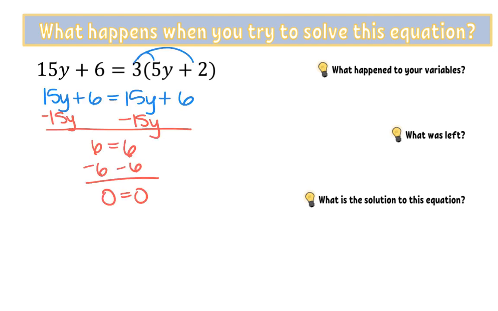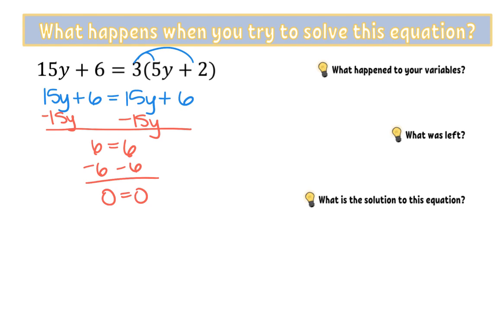So there were so many points during this that you may have run into something kooky. To start with, from the very beginning, when we distributed our 3 into the parentheses, we ended up with the exact same expressions on both sides of the equal sign. 15y plus 6 equals 15y plus 6.